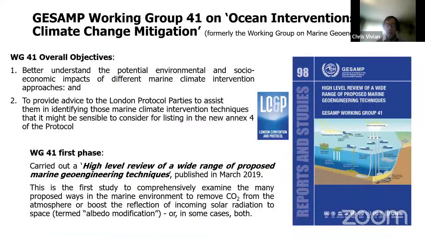And GESAMP Working Group 41, that I co-chair, on ocean interventions for climate change mitigation, used to be called the Working Group on Marine Geoengineering. We had a couple of overall objectives when we started in 2015: to better understand the potential environmental and socioeconomic impacts of various types of these climate interventions in the ocean, and to provide advice to the London Protocol parties to assist them in identifying those techniques that it might be sensible for listing in the new Annex 4 of the Protocol. And we carried out a high-level review of these proposed techniques, which was published in March 2019. You can see on the right there the report, which is available on the GESAMP website.